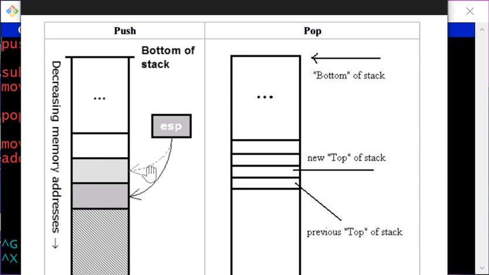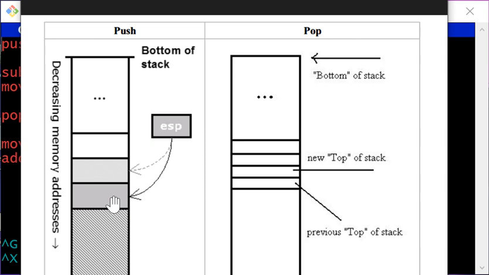If this was the previous location on the stack where the ESP register was pointing, which is the top of the stack, and we use the push command, we are going to add something on top of the stack, in this new location. The ESP register is going to point to this new location because it is going to be the top of the stack. We know that the ESP register points to the top of the stack.